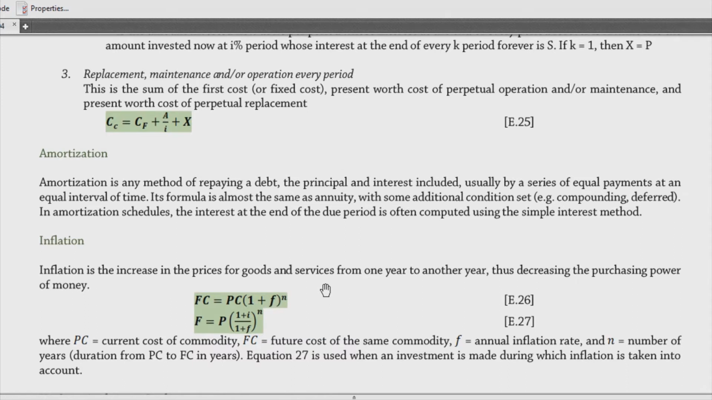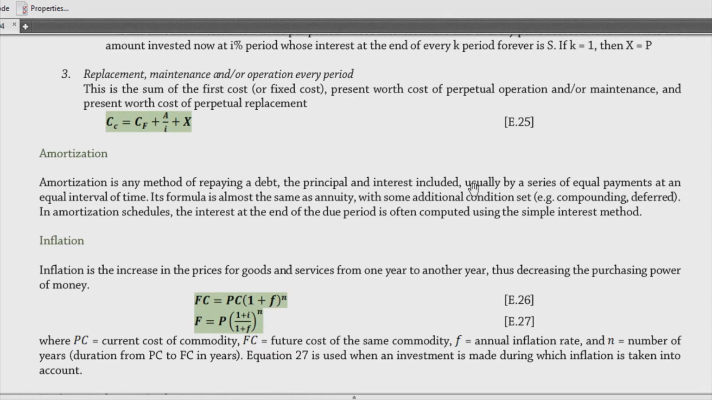Now basically this is the same as annuity. It's just that we add, mabasa dito, no? Meron siyang additional condition na sineset, which is the compounding or deferred factor natin. So, for example, we compound the interest or yung annuity natin, dinedefer natin. So, yun yung mga condition na sineset.